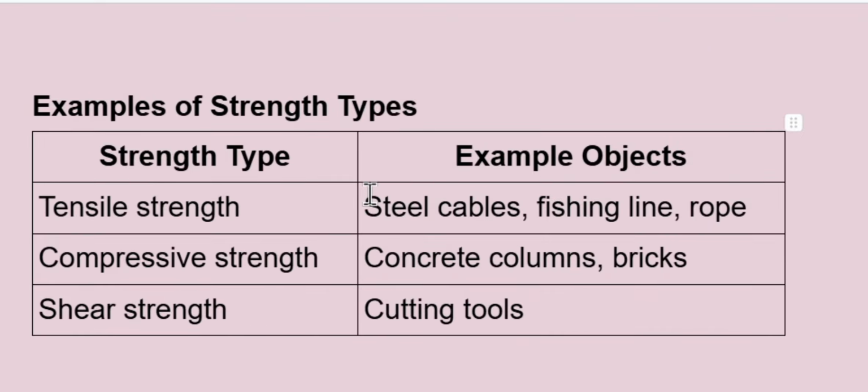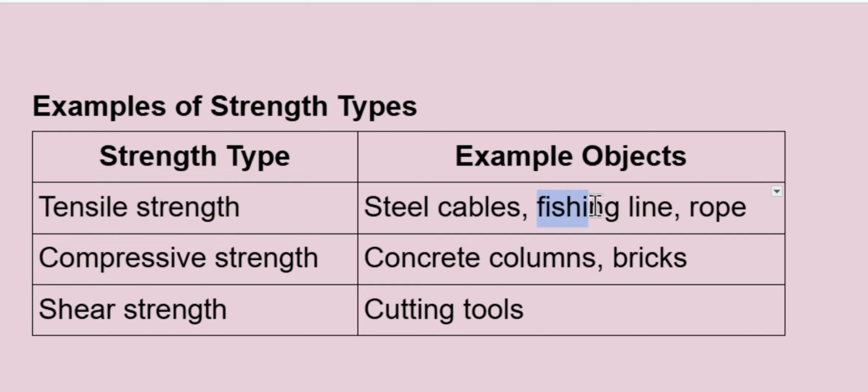Okay, let's do some examples. Should make it clearer. So examples of tensile strength. If you think of steel cables on, let's say, a suspension bridge, right, the forces at each end of the cable are pulling the cable apart, right? So the cable's under tension, but it doesn't break, it doesn't buckle. Why? Because the steel has high tensile strength.